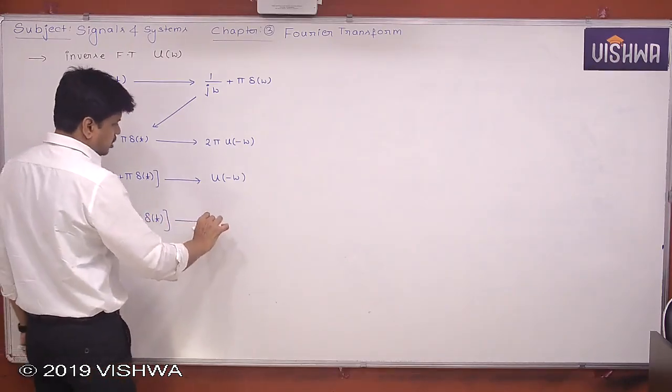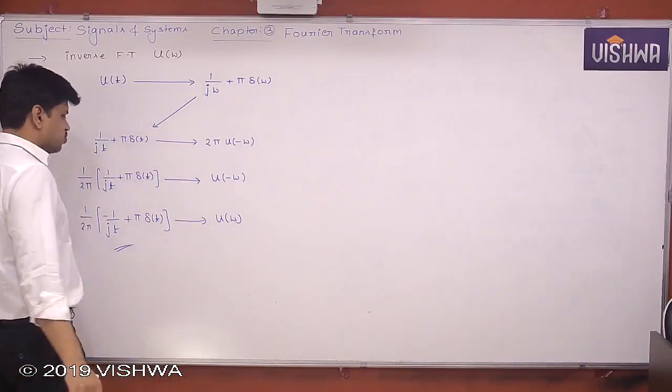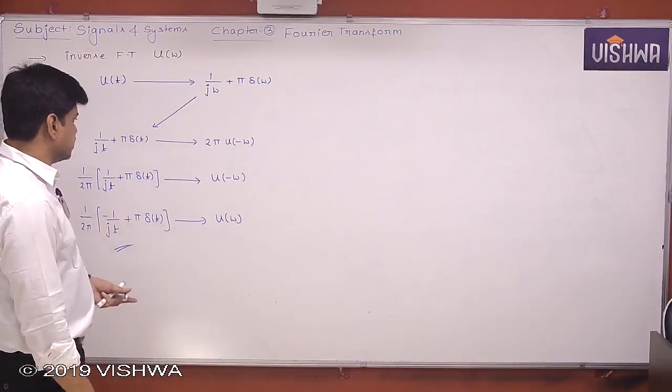For this it is u of omega. So this is the inverse Fourier transform for u of omega. Okay, take it.